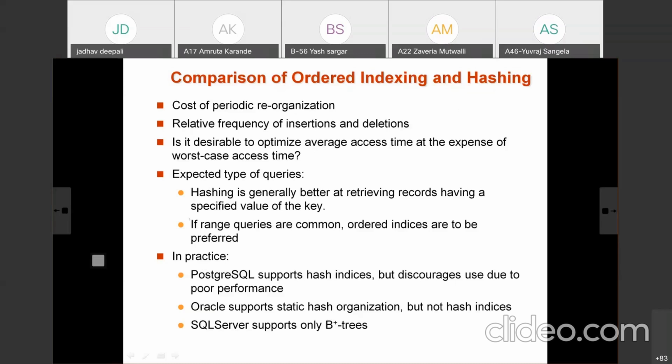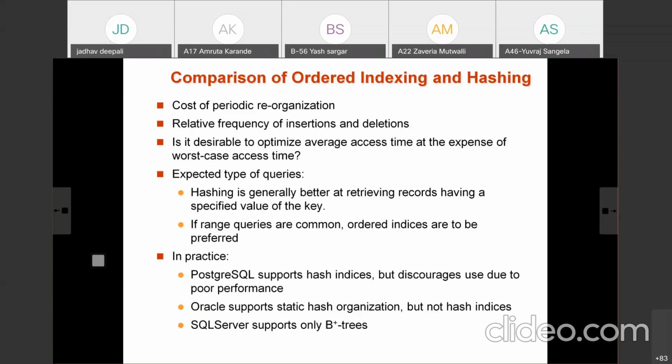Now, regarding the expected type of queries, hashing is generally better at retrieving records having a specified value of the key. For example, if we want the records of all the customers whose salary is equal to 80,000, a specified value is given, so in that case hashing is useful. But if range queries are common, then indexing is useful. For example, find the records of all instructors whose salary is between 80,000 and 90,000. In that case, the indexing technique is more useful.